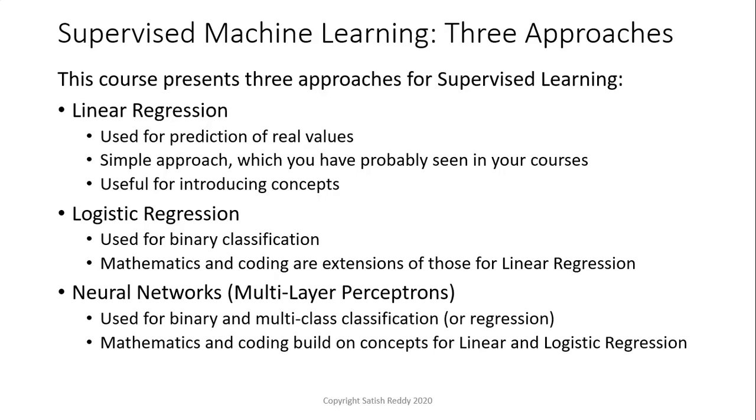And then we're going to move on to neural networks, which are also called multi-layer perceptrons. Neural networks are used for binary and multi-class classification, and they can also be used for regression. And the mathematics and coding build on concepts for linear and logistic regression. So let's see examples of each of these 3 approaches.